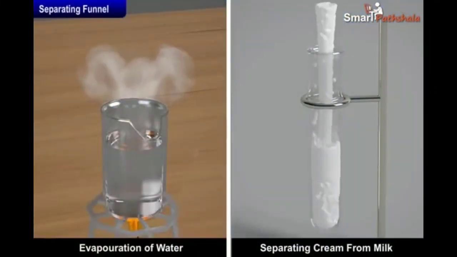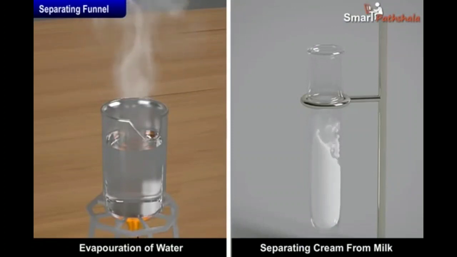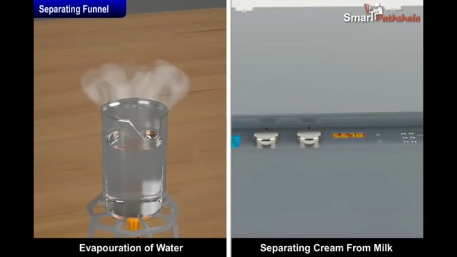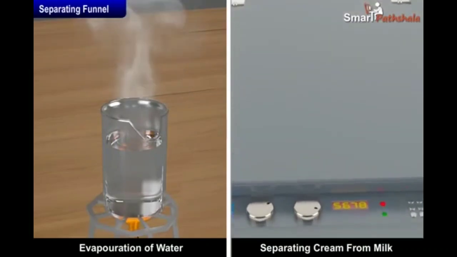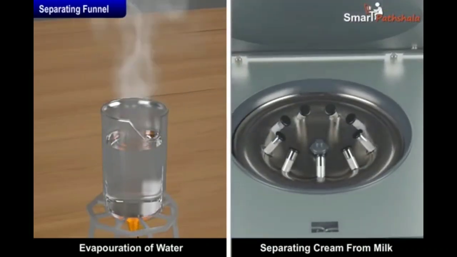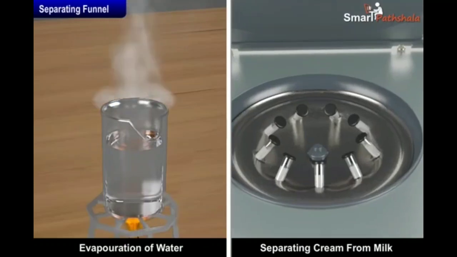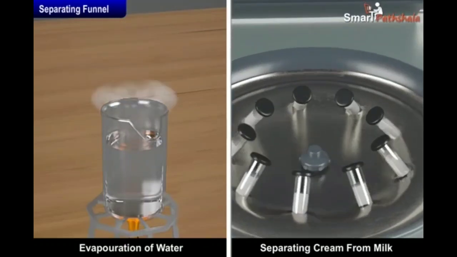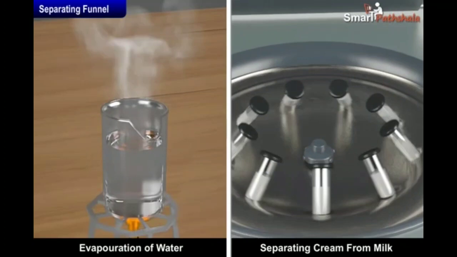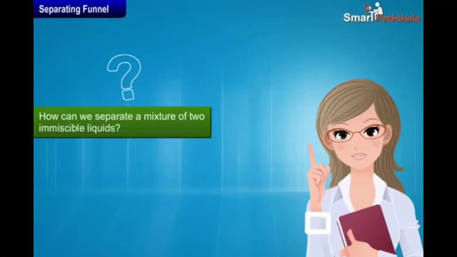Separating funnel. We already know about evaporation and centrifugation, two important methods of separating the components. There are several other important techniques for separating the components from several types of mixtures. Can you tell how we can separate a mixture of two immiscible liquids?